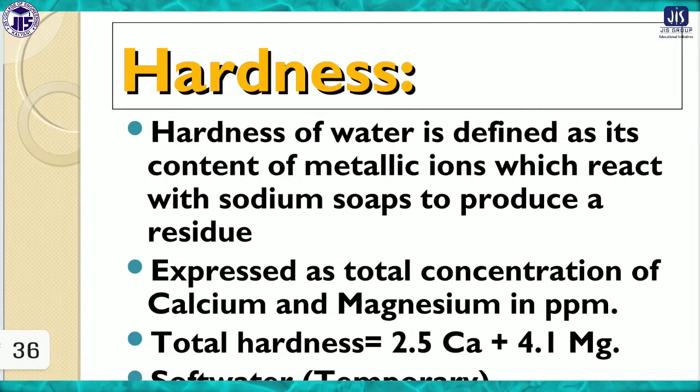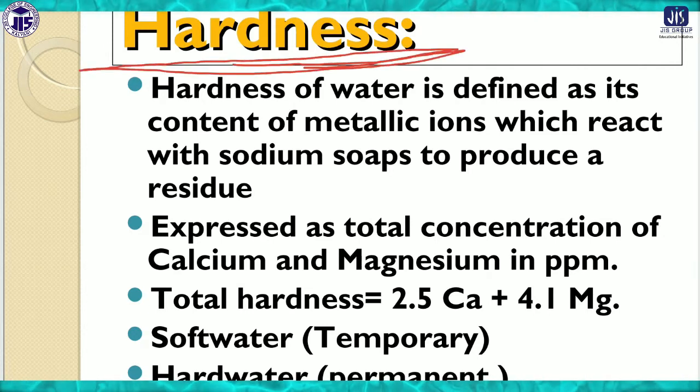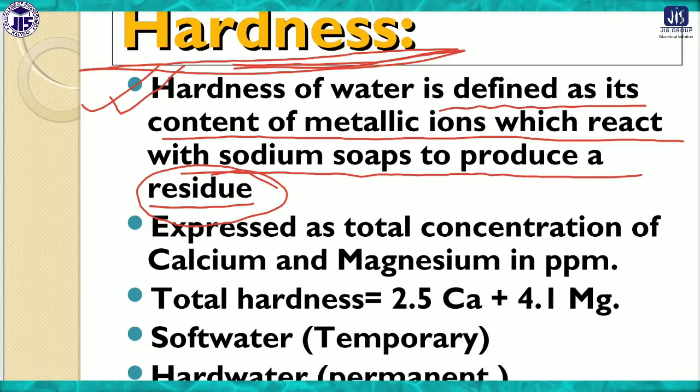Now come to the most important point of the water, which is a very common term for all of us. This is called hardness. So what is hardness? The hardness of water is defined by the metallic ions it contains which react with sodium soaps to produce a residue. That means a high amount of soap is required for washing purposes if you use hard water.